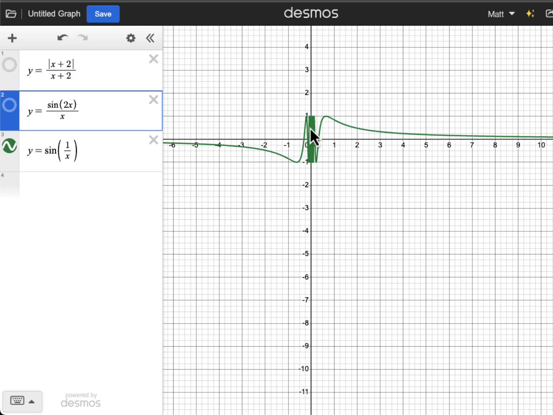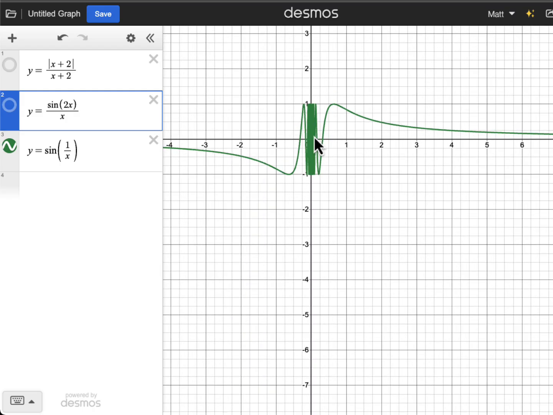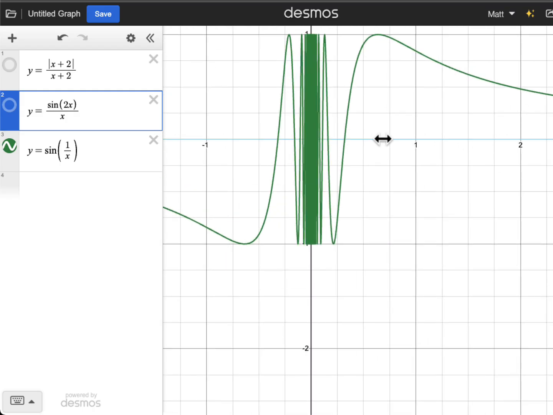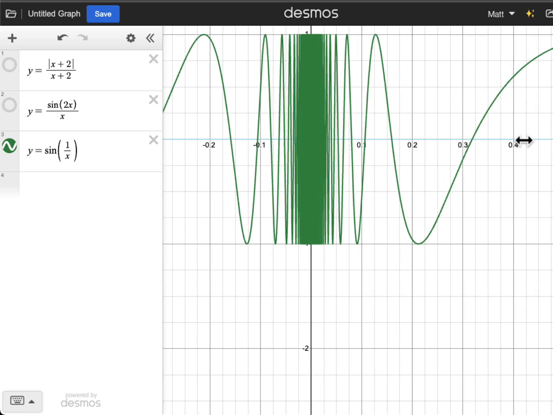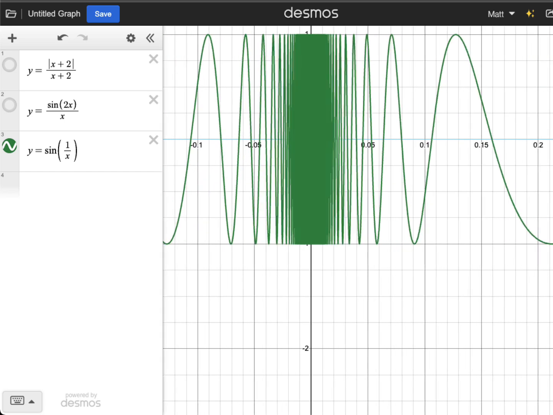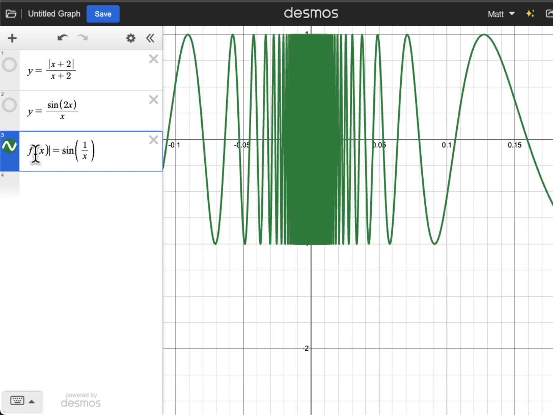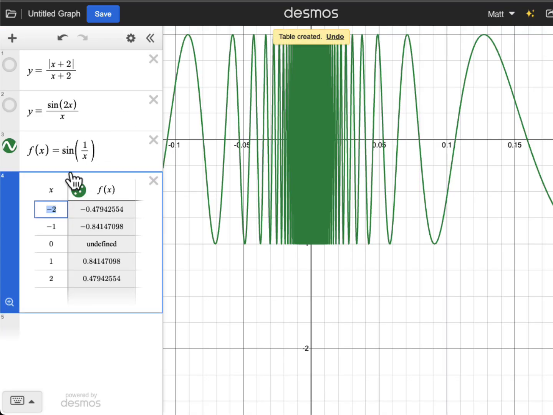Here's the graph of this function. There appears to be some chaos near x equals 0. So we're going to zoom in here and then stretch the x-axis out so we can get a better sense. And even after I do this, I still see a lot of chaos going on near 0. So let's change our strategy to using a table of points. So change y to f of x and create a table.